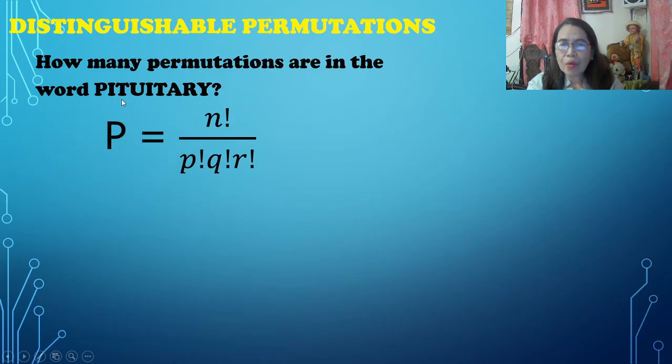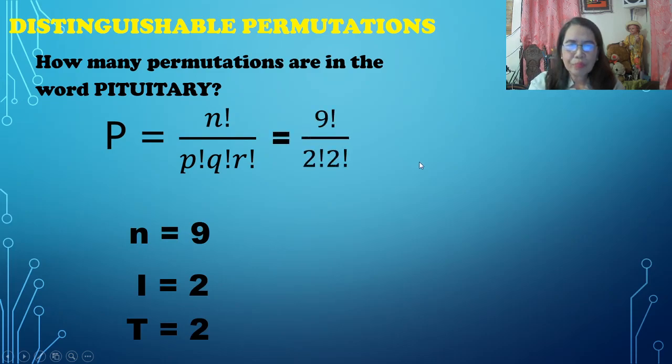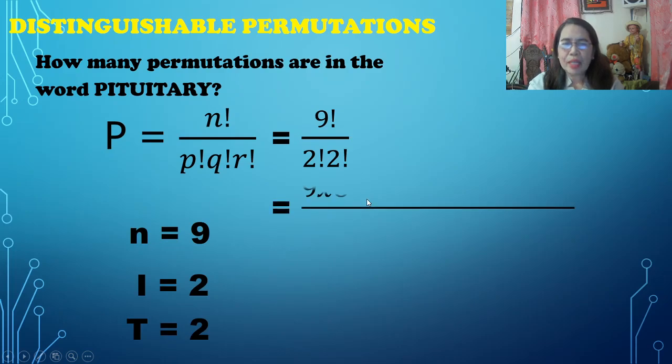So, here our n is 9. So, there are 9 letters in pituitary. And then we get the repeated letters which are I. So, there are 2 I's. And also, there are 2 T's. So, we substitute it now. And then, expanding.